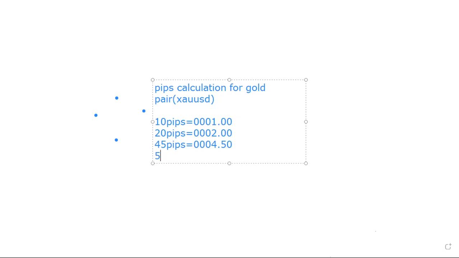So 50 would be 0.005. And take a guess, 68 will be what? 68 is going to be 0.0006.80. Good. All right. Guess what 100 will be. Notice where the unit is moving towards. So the 100 will be what? 100 pips.